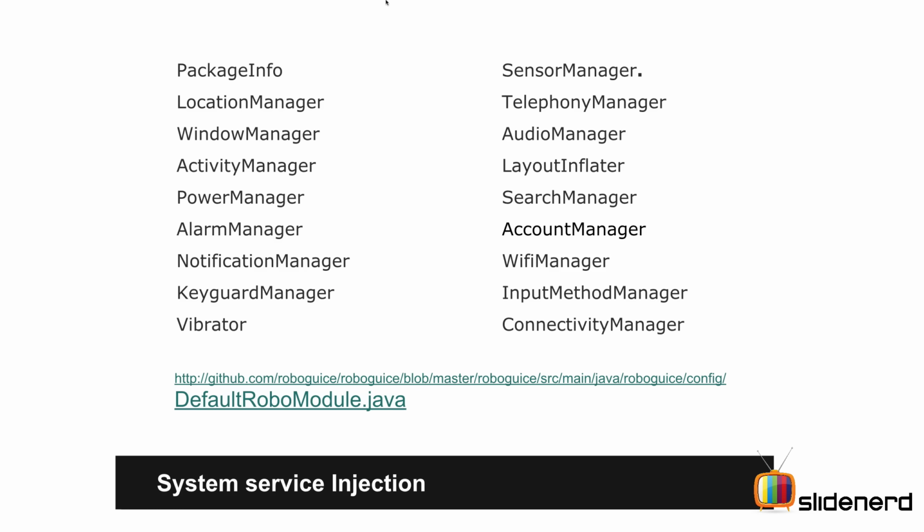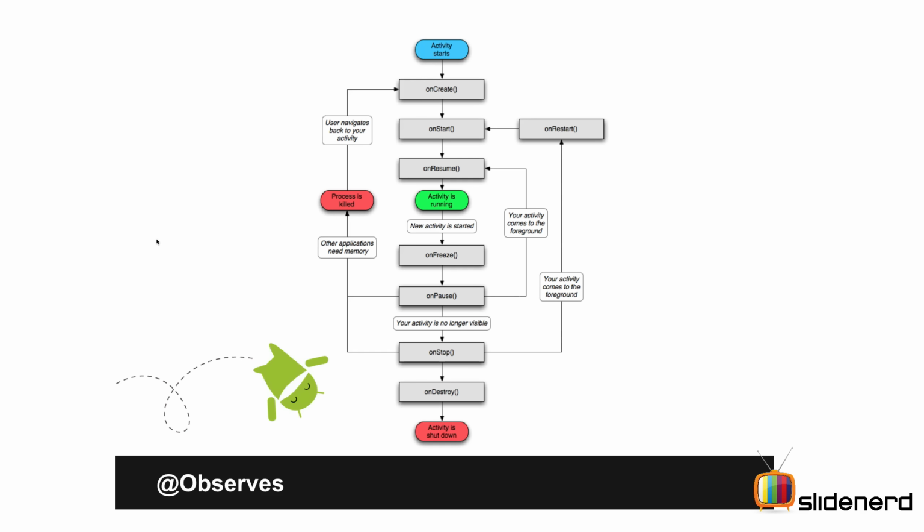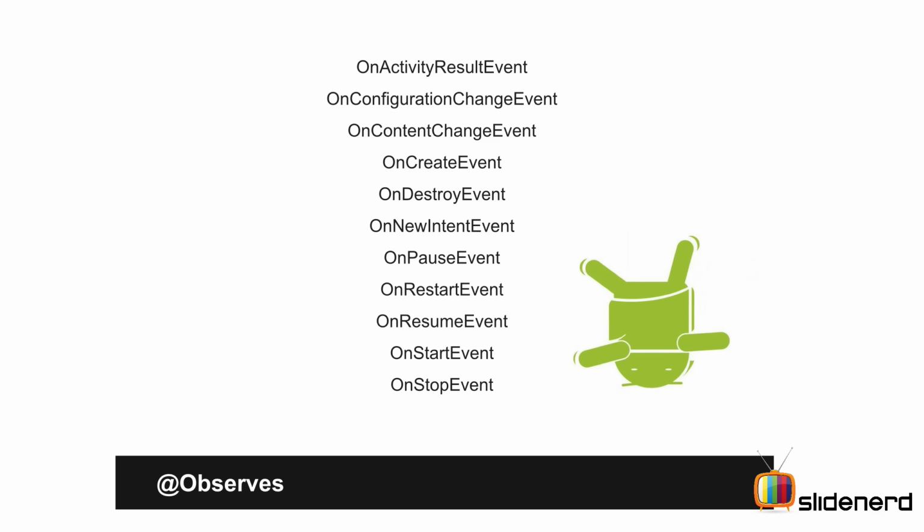Now this is the list of all the things that you can get, and more on this list will be added if you take a look at the documentation for RoboGuice, which may be updated compared to what you see here in this video. Now RoboGuice also has this special annotation called @Observes, which is for observing certain lifecycle events. Let me show you what that looks like.